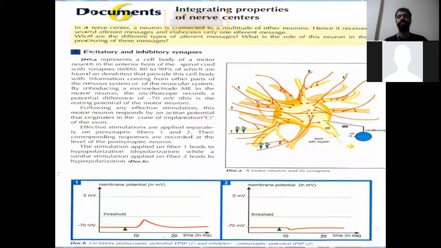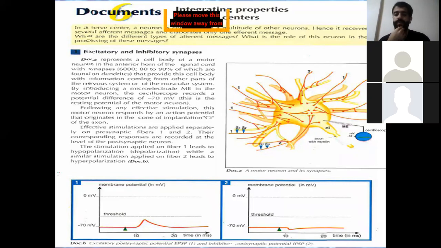So in document B, whenever we have EPSP, what is the type of the synapse? Yes, Badia, if you have an excitatory postsynaptic potential, what is the type of the synapse? Is it excitatory or inhibitory? Excitatory. And in the second one, Al Hariri, if we have IPSP, so the synapse is what?